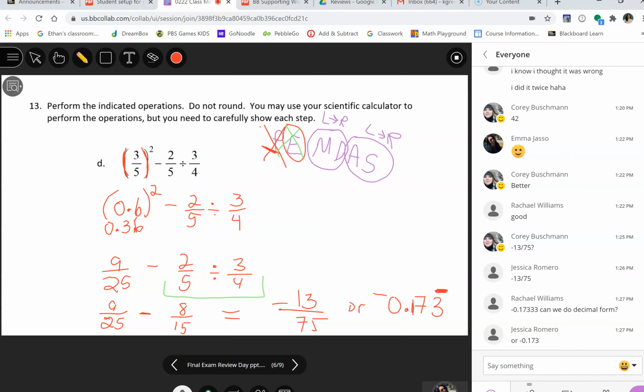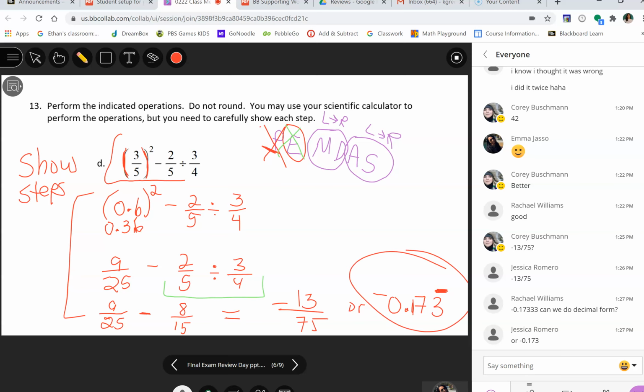Okay, just write yourself a little note. Make sure you show steps. You have to show steps to get credit. If you just put the final answer, I can't give you credit. You could type all that in your calculator at once if you wanted to, just to check yourself, but make sure you're showing the PEMDAS steps. We have to test if you know PEMDAS.